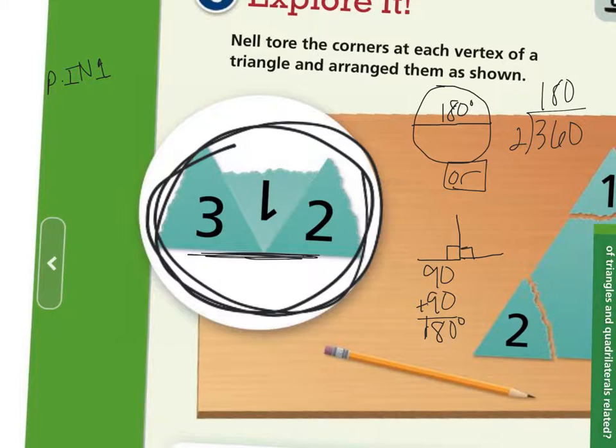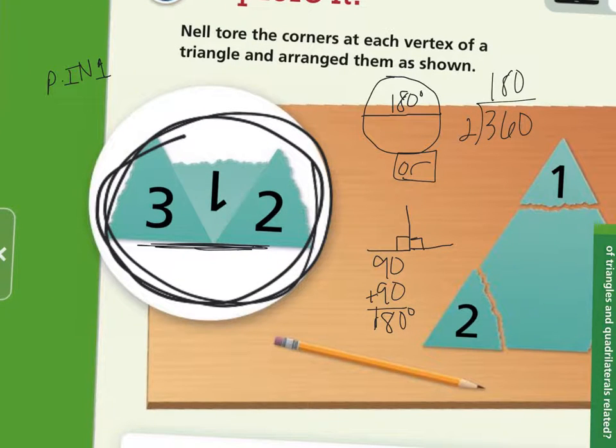If you cut out a triangle and tore the corners off, you could test this yourself. These vertices, these corners, would make a straight line, meaning that our angles add up to 180 degrees. Wait, from any triangle? From any triangle.